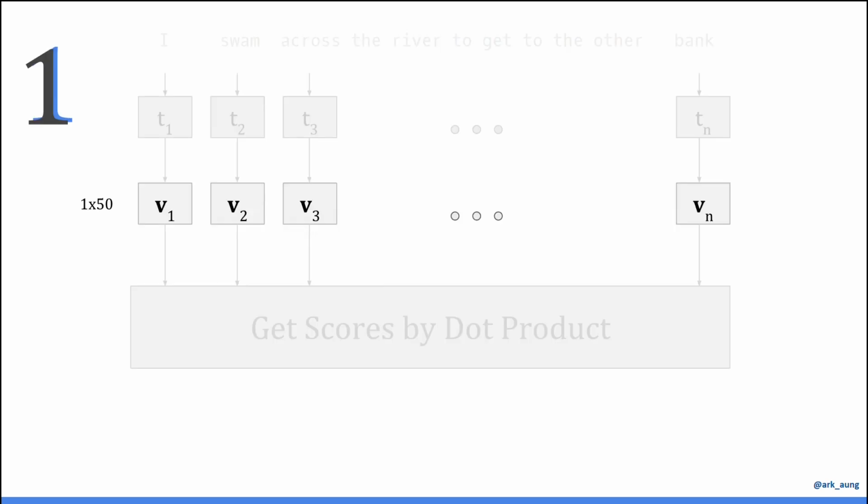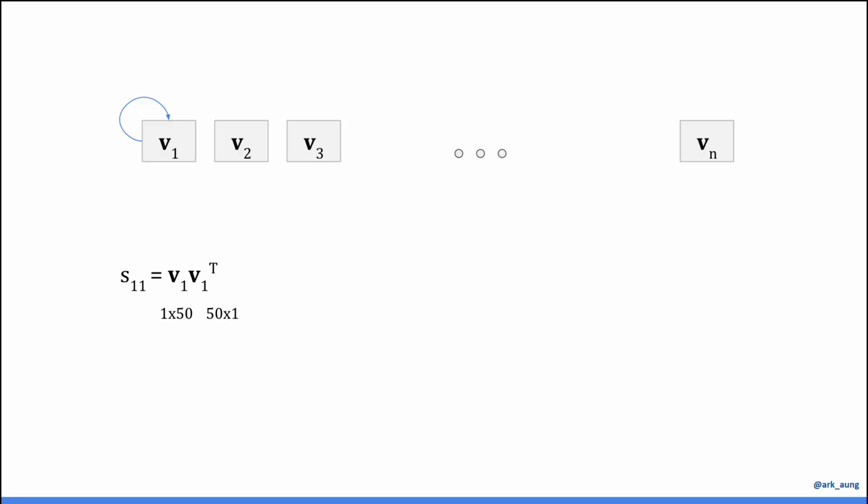So let's go back to this. Let's assume that we have these vectors, and each word vector is of dimension 1 by 50. That is a row vector, and they have 50 columns. So now we're going to do the dot product. How we're going to do the dot product is we're going to do it for every pair possible, including itself.